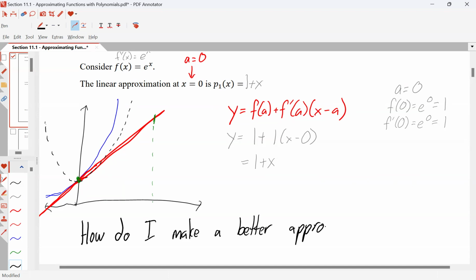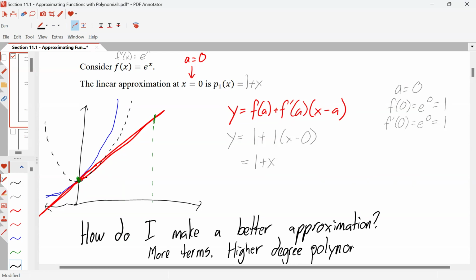I want more terms. Or another way of phrasing that would be a higher degree polynomial. Because right now we can approximate with a first degree, but if I had a higher degree polynomial, that would be better.